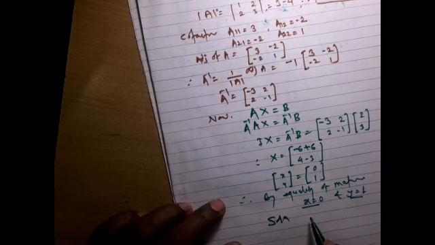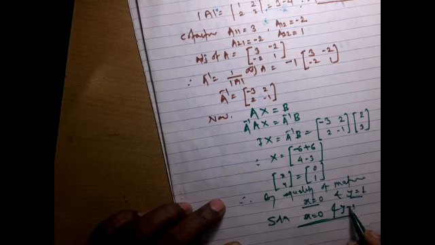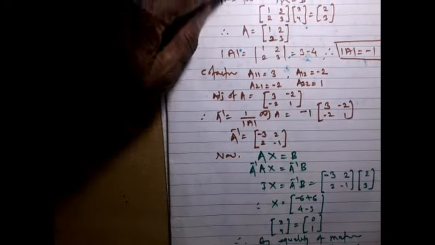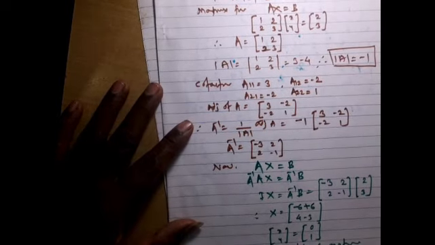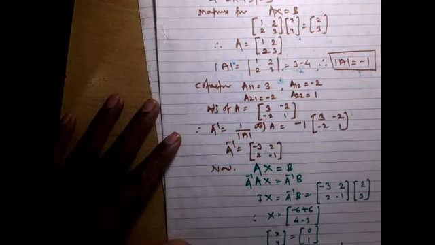So this is the solution set. So what is the solution? x is equal to 0 and y is equal to 1. You can check your answer. Put x is equal to 0 and y is equal to 1 here. You will get LHS is equal to RHS. So this is the solution by inversion method.